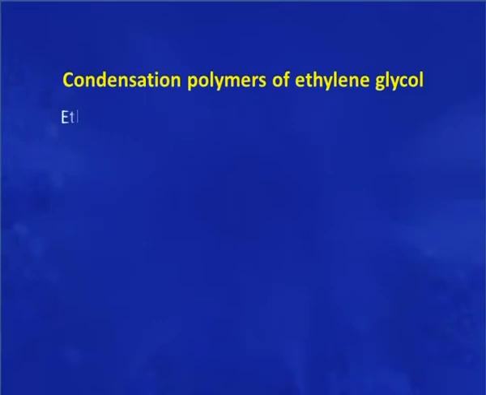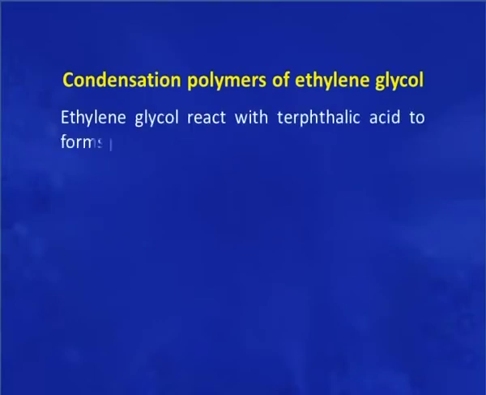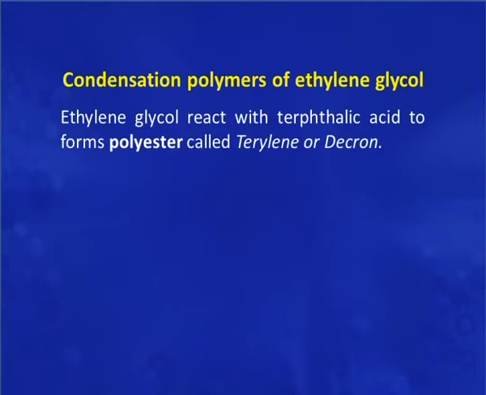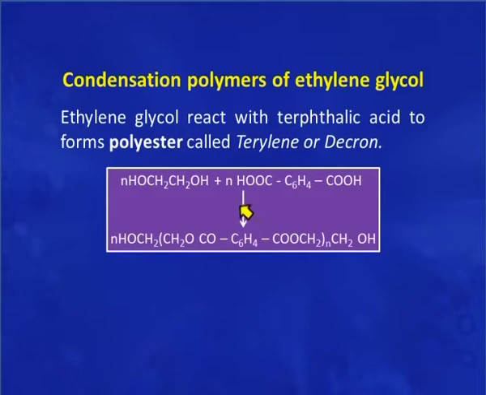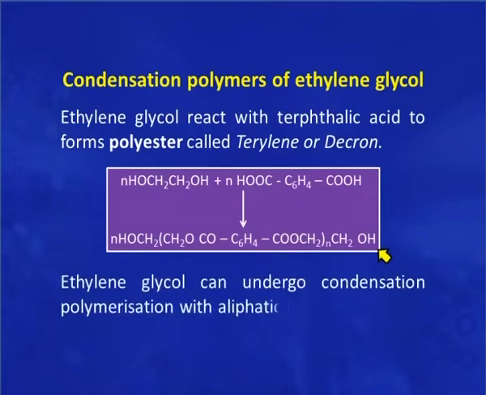We will discuss here in this slide the preparation of condensation polymers of ethylene glycol, formed by the reaction with dicarboxylic acid. Ethylene glycol reacts with terephthalic acid to form a polyester, the trade name of which is Terylene or Dacron. This is ethylene glycol. It reacts with terephthalic acid, benzene 1,4-dicarboxylic acid, to form this condensation polymer. Ethylene glycol can also form condensation polymers with aliphatic dicarboxylic acids.